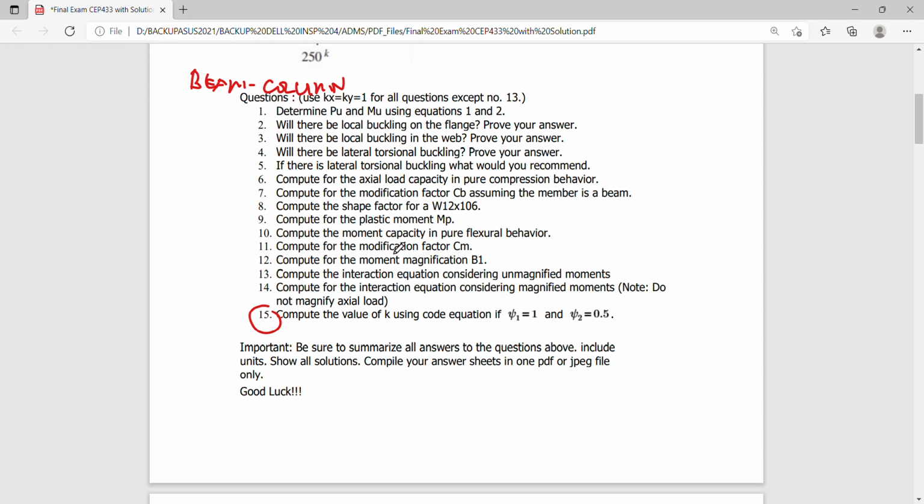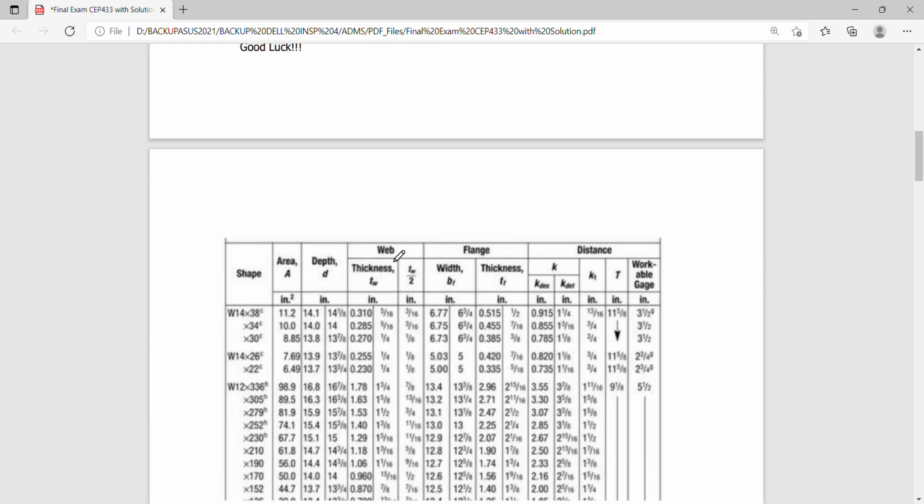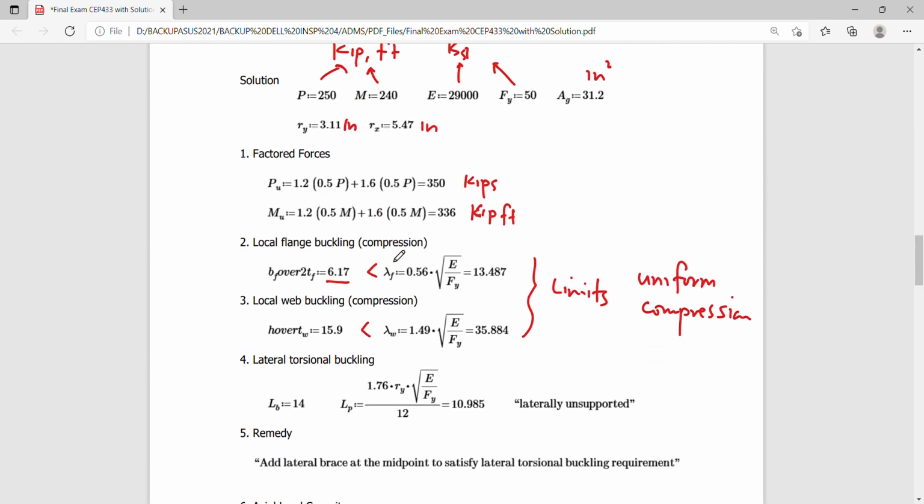So, will there be any local buckling on the flange and on the web? The answer here is there is no flange buckling, and there is no web buckling.